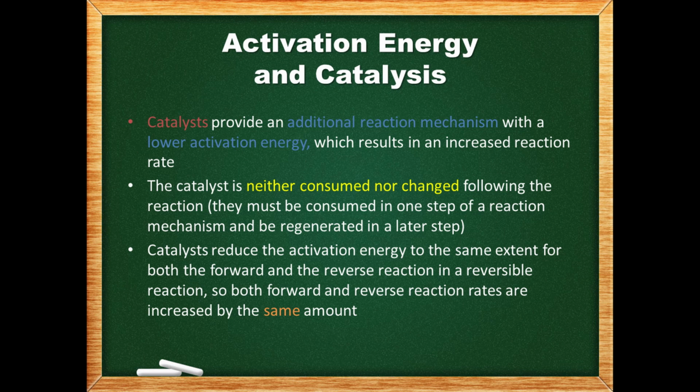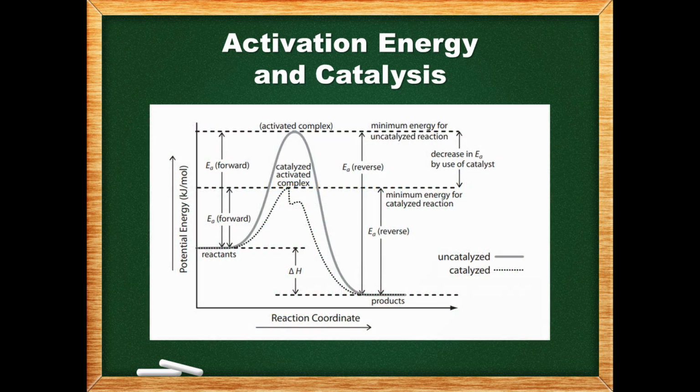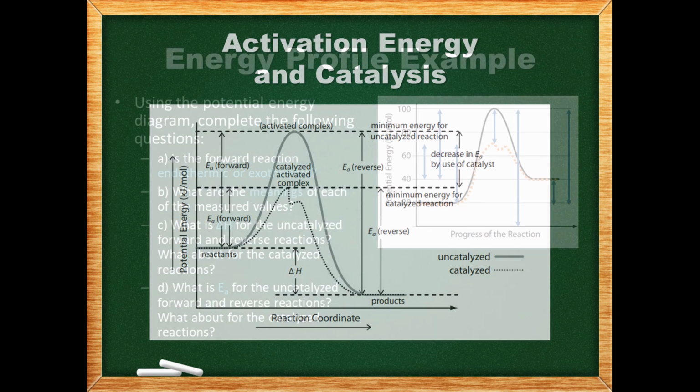Catalysts reduce the activation energy to the same extent for both the forward and reverse reaction in a reversible reaction, so both forward and reverse reaction rates are increased by the same amount. A consequence of the fact that catalysts are consumed and regenerated is that more than one activated complex is formed, which we can see on this potential energy profile for a catalyzed reaction. The activation energy is simply the difference in the potential energy of the highest energy activated complex and the reactants.